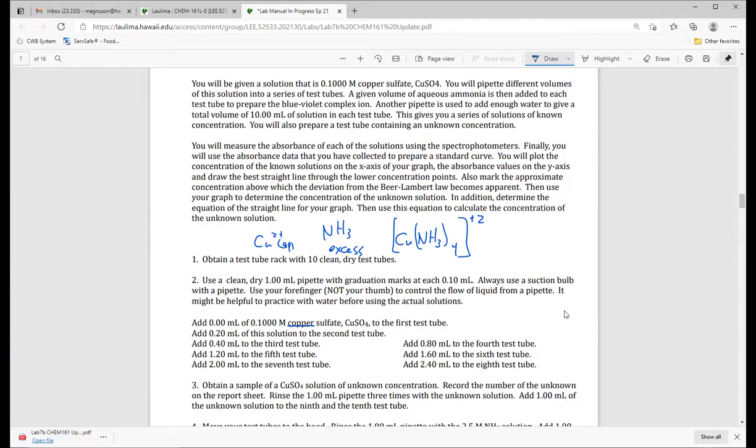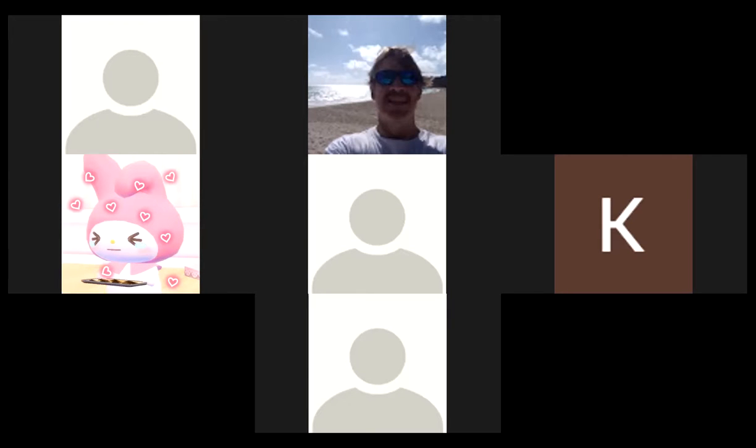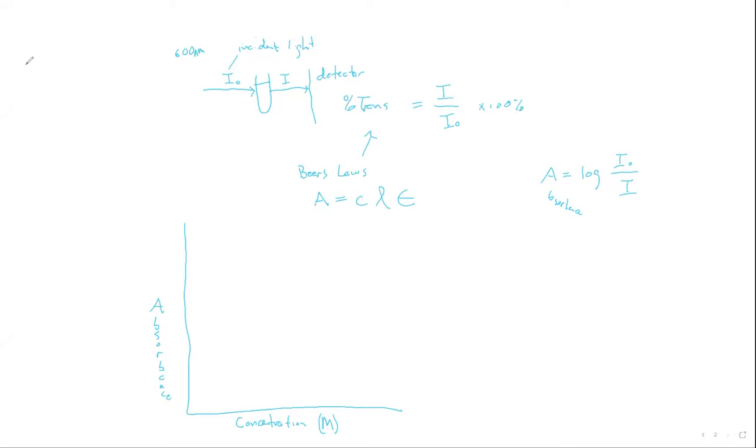All right, so this is what we're going to prepare. It's going to be 0.1 molar. Let's go back to our page. All right, so we're going to prepare. We're going to use the copper 2+ concentration, which is what we said, 0.1000 molar, right? And the first one, you're going to use 0.00 milliliters. So that one's easy.